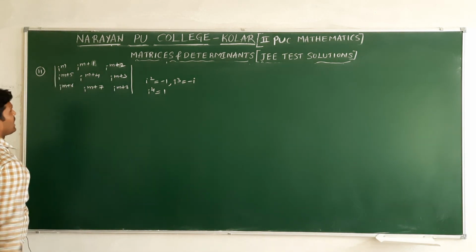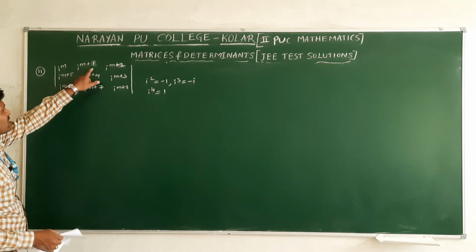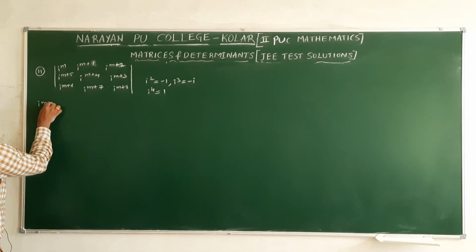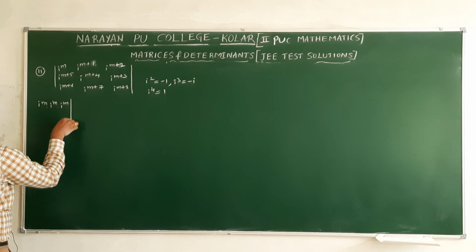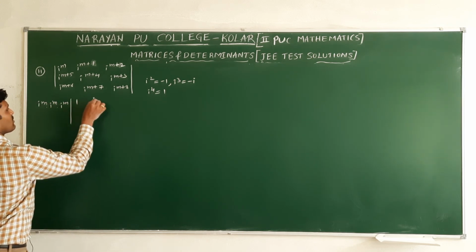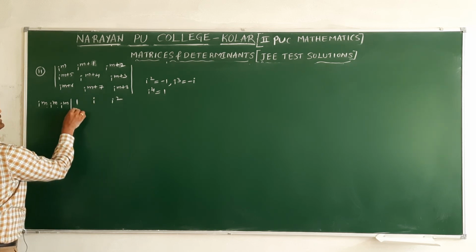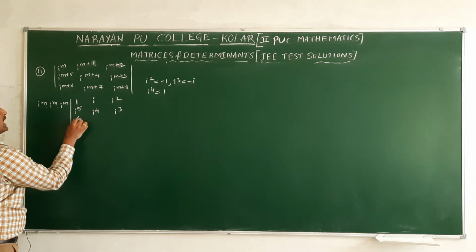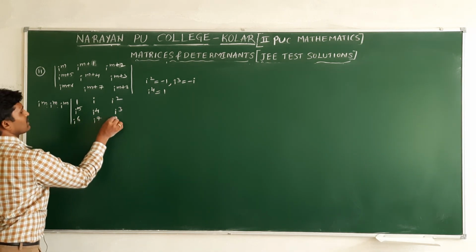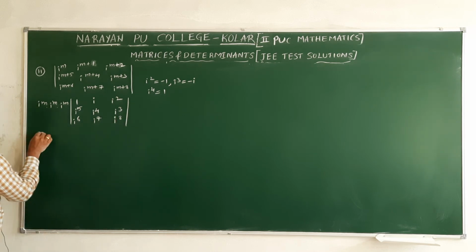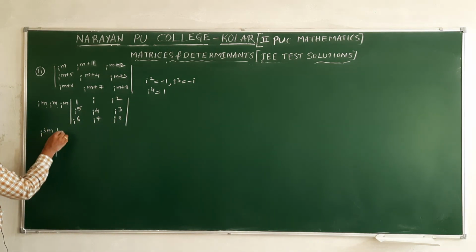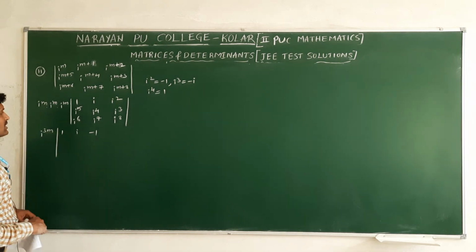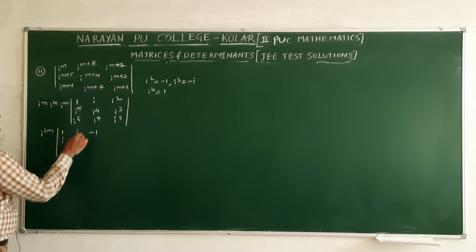In this first row I can take i power m plus 1, I can write i power m into i, i power m into i square. So i power m I will take common in first row, second row, third row. What remaining here? 1. Here what remaining? i. Here i square. Here i power 5, i power 4, i cube. i power 6, i power 7, i power 8. This is i power 3m. 1, i, minus 1. i power 4 is 1, into i, that is i. Here is 1.